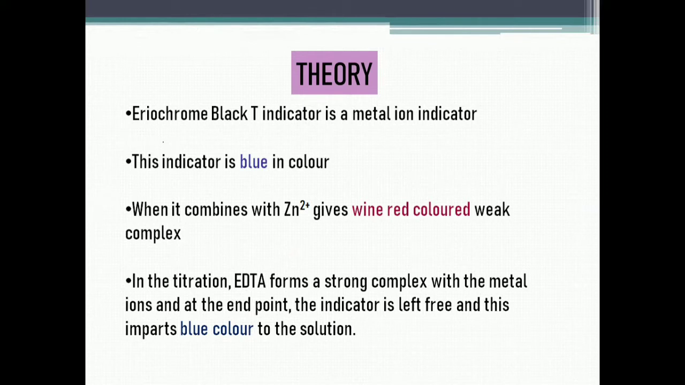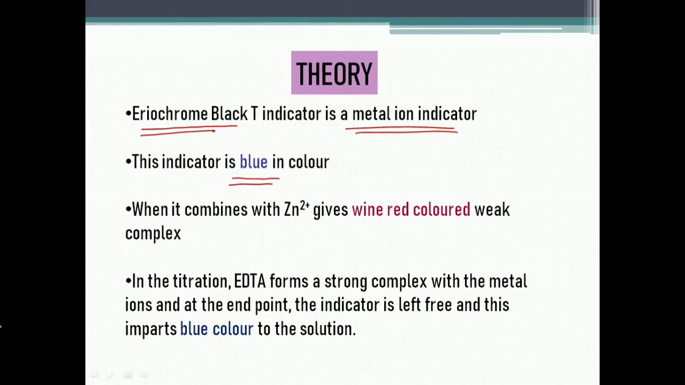We know that Eriochrome Black T indicator is nothing but a metal ion indicator. This indicator is blue in color. In the first step, as I've already told, we prepare a standard solution of zinc sulfate. Then we pipette out 25 ml of the standard solution into the conical flask and add 2 to 3 drops of this Eriochrome Black T indicator. This indicator is blue in color. As soon as you add these 2 or 3 drops of the indicator, the solution in the conical flask will be blue in color.